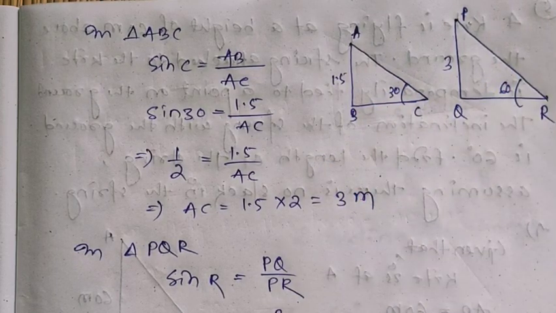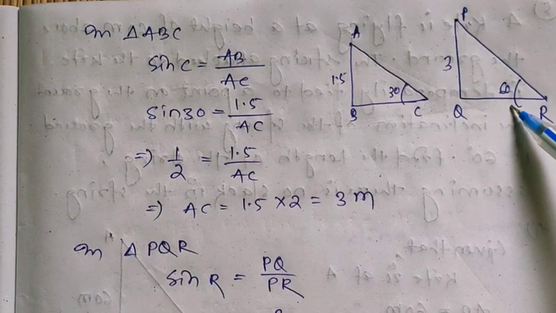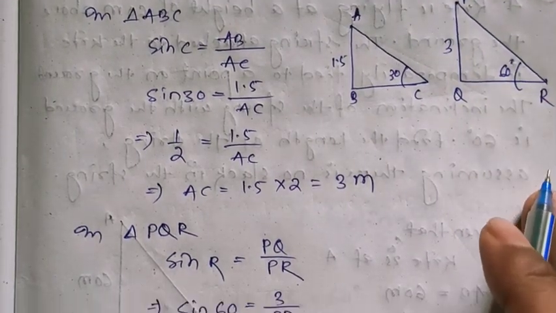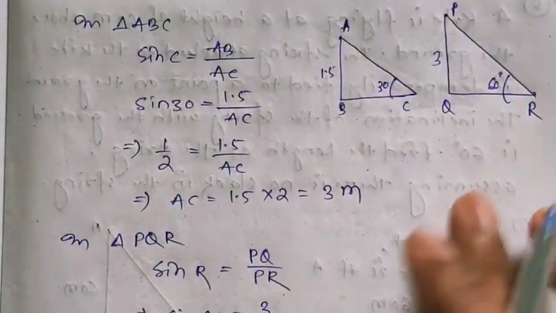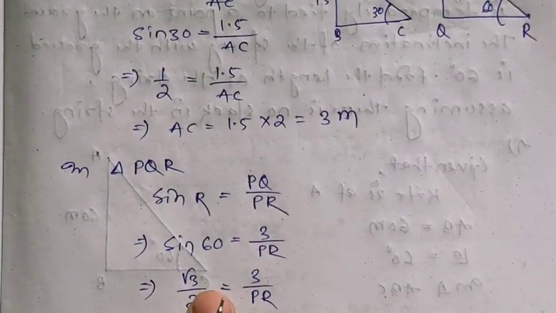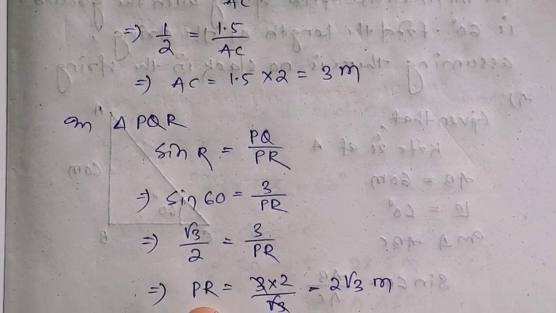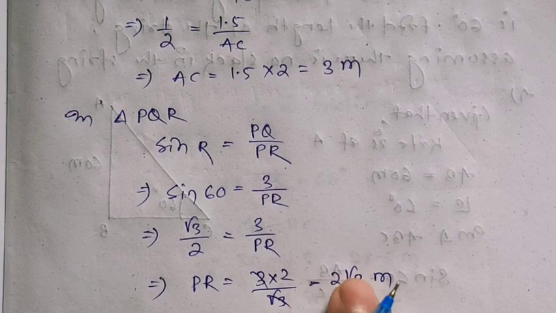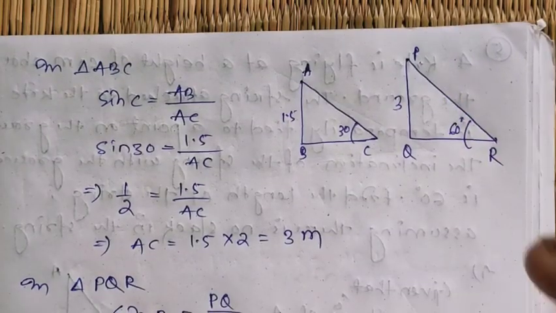Okay, let's go to the second, that is your PQR slide. In this slide we have found this is 3, this is your 60 degree. So in triangle PQR, sin R is equal to PQ by PR. This implies sin 60 is equal to 3 by PR. This implies PR is equal to 3 into 2 divided by root 3, which is equal to 2 root 3 meter.